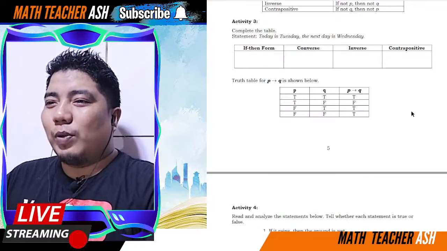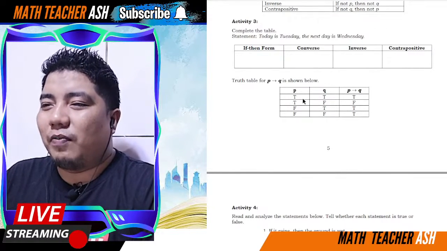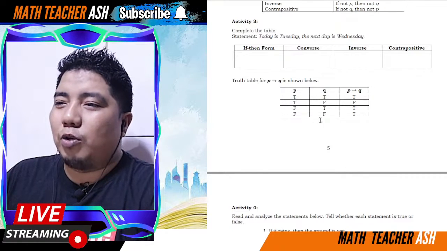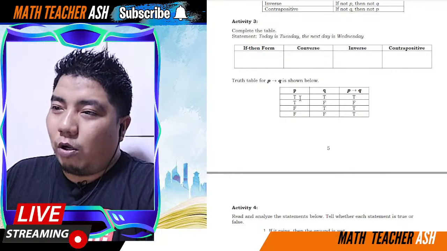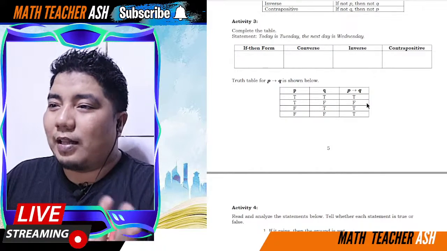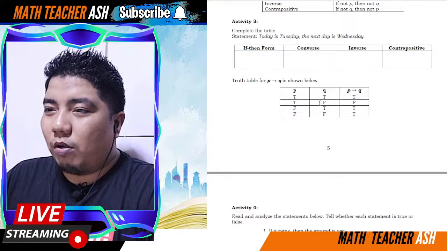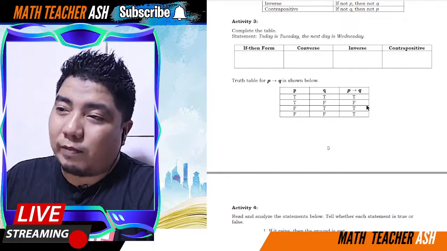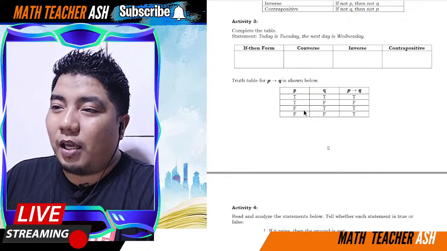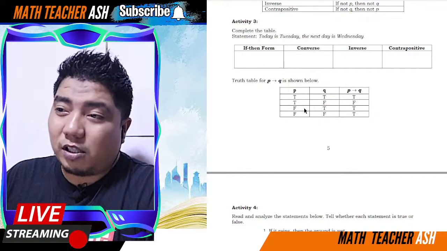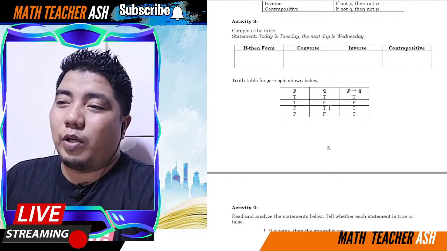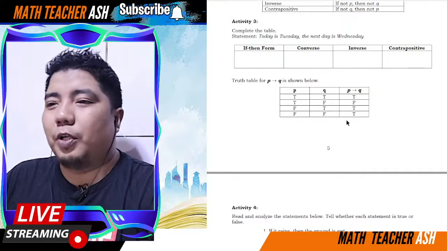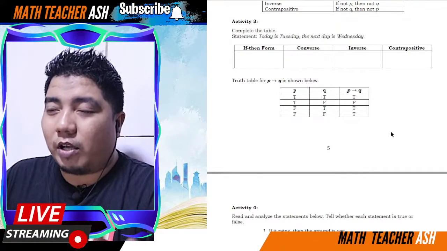Alright, next we have here the truth table of if P then Q. So P, Q, if P then Q. If P is true and Q is true, then that is true. If P is true and Q is false, then the whole statement is false. If P is false, regardless whether Q is true or false, then the whole scenario will be true. Okay. So at least nakuha nyo na ang idea dito, okay?